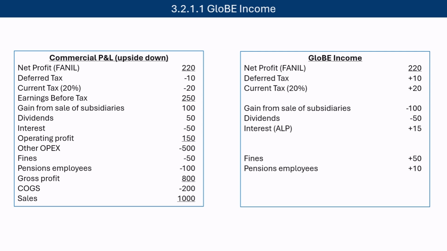So we need to add that back to our GloBE income because it's a non-deductible cost, right? We haven't paid that yet. And then we end up with our GloBE income, which is 175. And for all intents and purposes, our GloBE income is in effect our Pillar 2 or our GloBE EBT. And now we can go and test whether our effective tax rate is below or above 15%. I hope this makes sense for you.